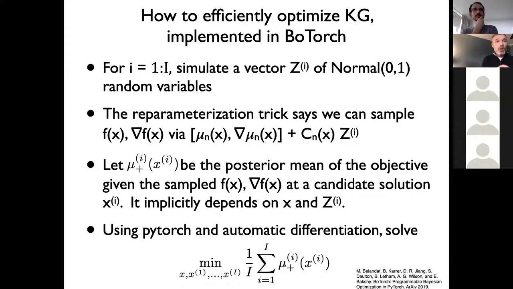But how would you actually implement this? The description that I gave for this acquisition function requires sampling possible values for the observation, and then for each sampled value, it requires solving a separate optimization problem. That sounds really hard to implement, and it sounds like it would take a long time to solve. And then I need to optimize that acquisition function. How do I do that? That sounds really hard.